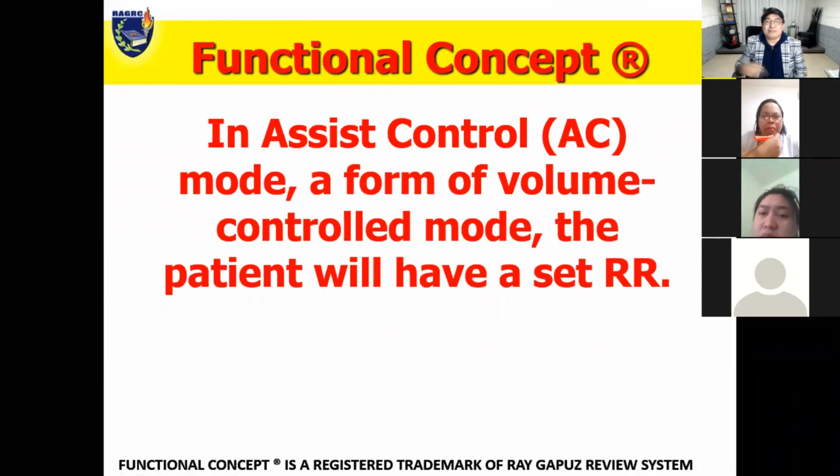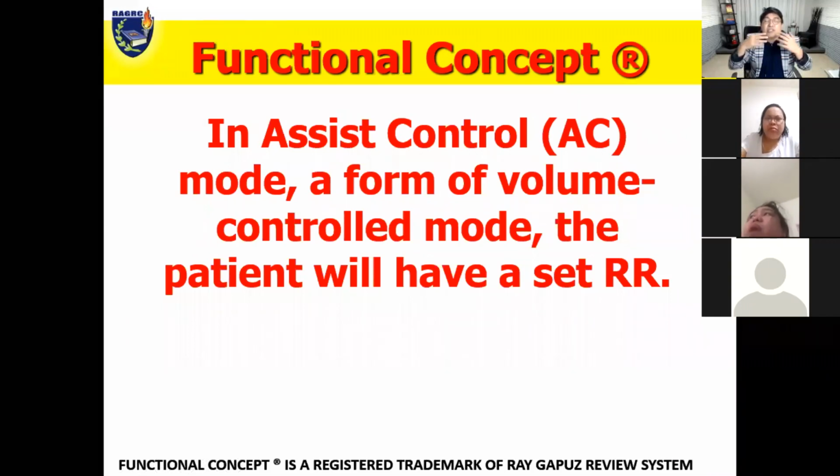Okay, so there's also a term that says assist control mode. Assist control mode is a form of volume controlled mode. In the assist control mode, the patient will have a set respiratory rate. Therefore, for example, if the patient is not breathing within 5 seconds of being connected to the ventilator, it's the ventilator that will deliver a preset respiratory rate.